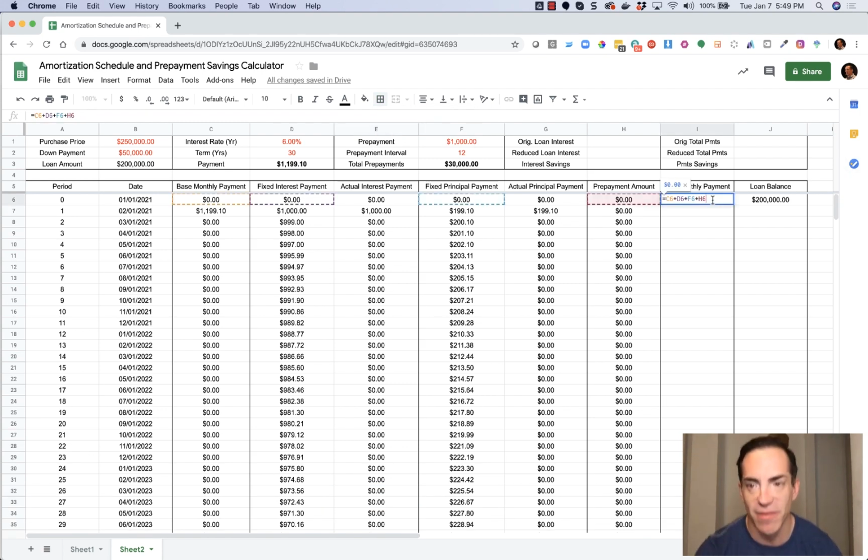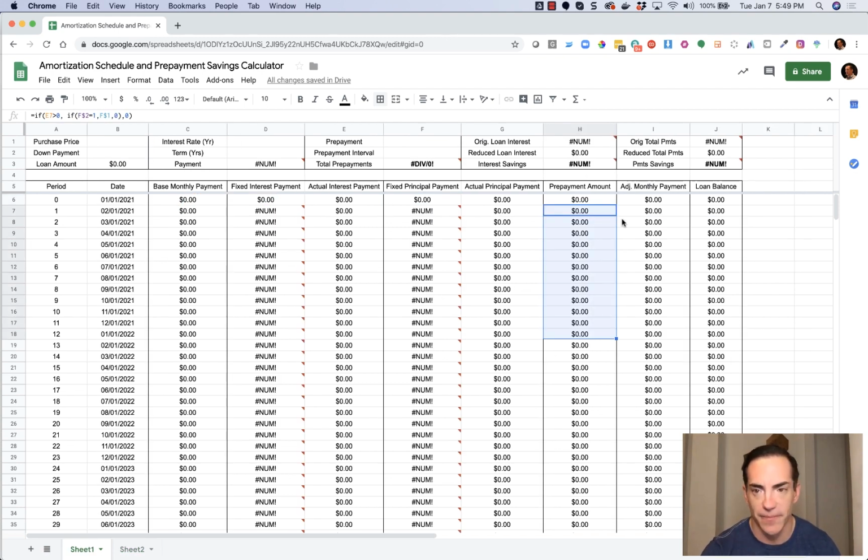Adjusted monthly payment, that's actually pretty straightforward. As you can see, it's simply taking your base monthly payment. Hang on, actually, that's wrong. Hold up.